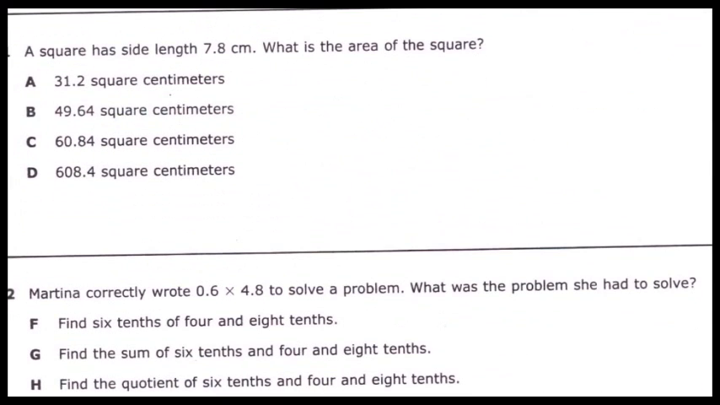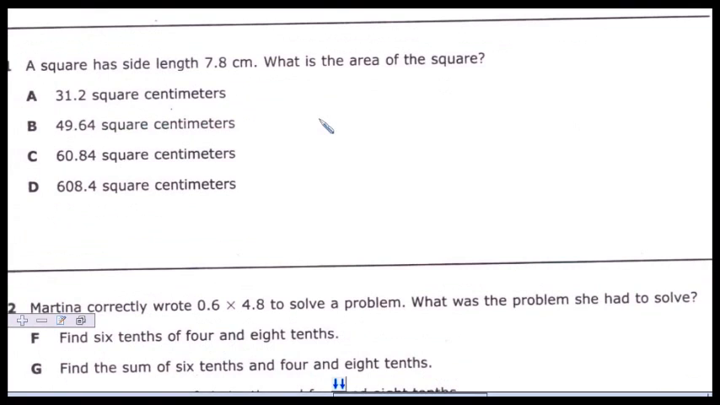Okay, number 11, a square has a side length of 7.8 centimeters. What is the area of the square? Remember, area, it's really easy to find. All you have to do is multiply length times width, or in this case, because it's a square, side times side. And you only need to know the length of one side because all the sides are the same in a square. So there's my square, and the side is 7.8 centimeters. And every side is 7.8 centimeters.